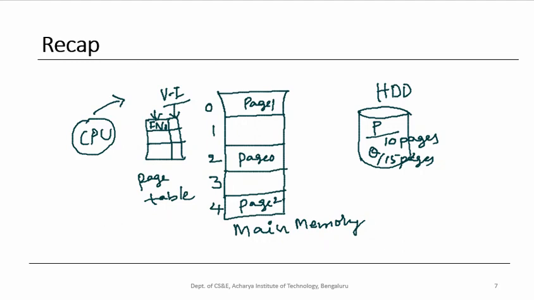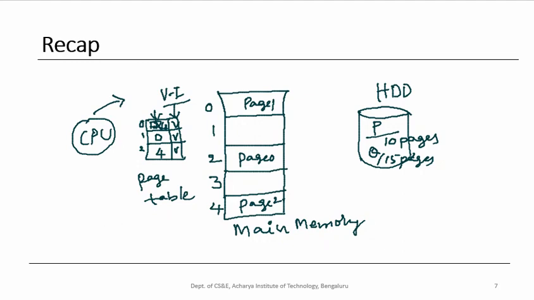These entries correspond to pages. For example, let's say 3 pages of process P are brought into the main memory. Where is page 0 stored? It is stored in frame 2, so 2 is the entry made here, and this bit is made valid because the page is present in the main memory. Where is page 1 stored? It is stored in frame 0, and this bit is also made valid. Where is page 2 stored? It is stored in frame 4, and this bit is also made valid. This is how we create the page table.